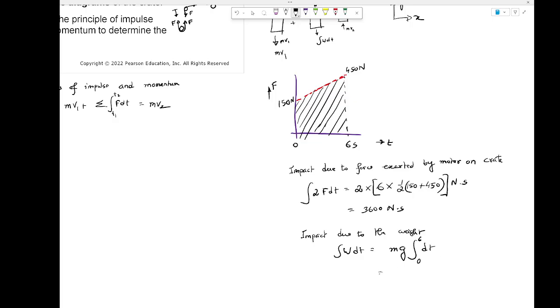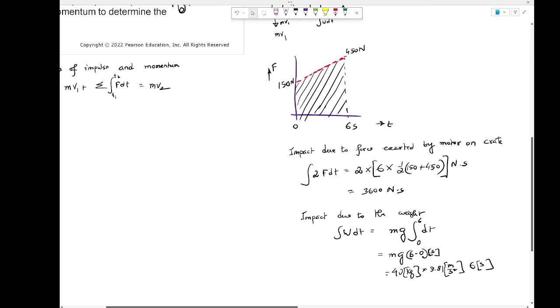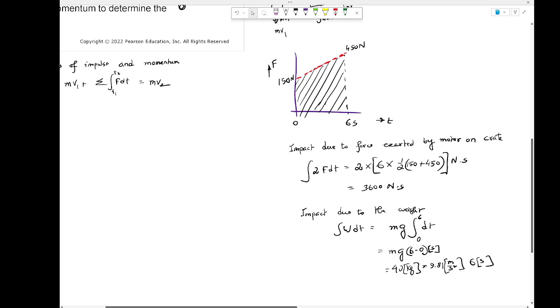What would be the value? So you have this mg and this 6 minus 0, right? This is in seconds. You now need to put the unit, because you didn't put anything for the mg unit yet. So g is 9.81 meter per second square, multiplied by 6 seconds, right? And if you do the math, you're going to get the value in Newton second, which would be 2354 Newton second.